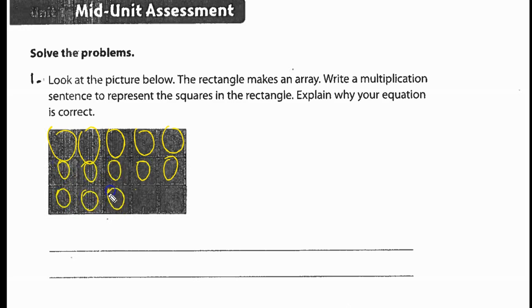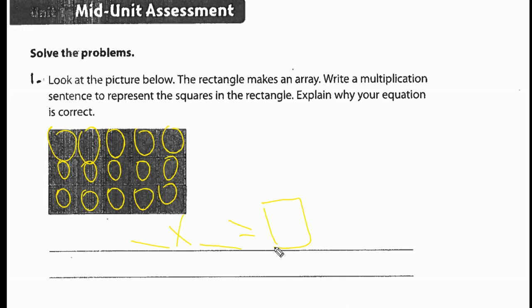Okay? So that's what it looks like. It looks better when we actually see it. The rectangle makes an array. Write a multiplication sentence to represent the squares in the rectangle. So that means I need to have my factor times a factor equals my product.